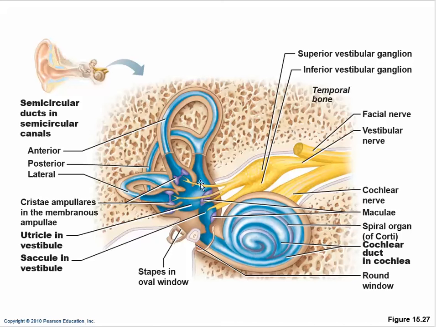So the ampulla is here. There's the anterior, there's the posterior, and there's the lateral. Each one has their own ampulla, and each one of them has the Crista Ampullaris receptors, and you'll see that the nerve is attached to that. The saccule here also has an area called the macule here, and that's attached to the nerve. So this responds to rotational motion. This responds to gravity.